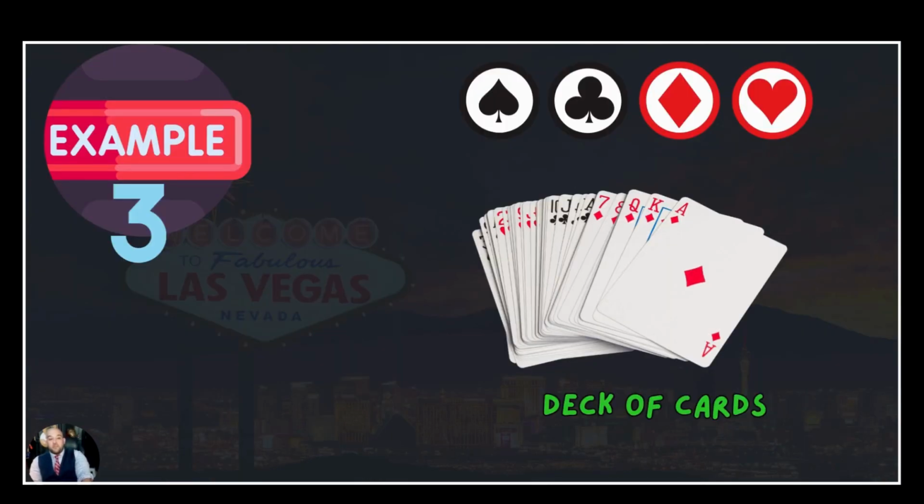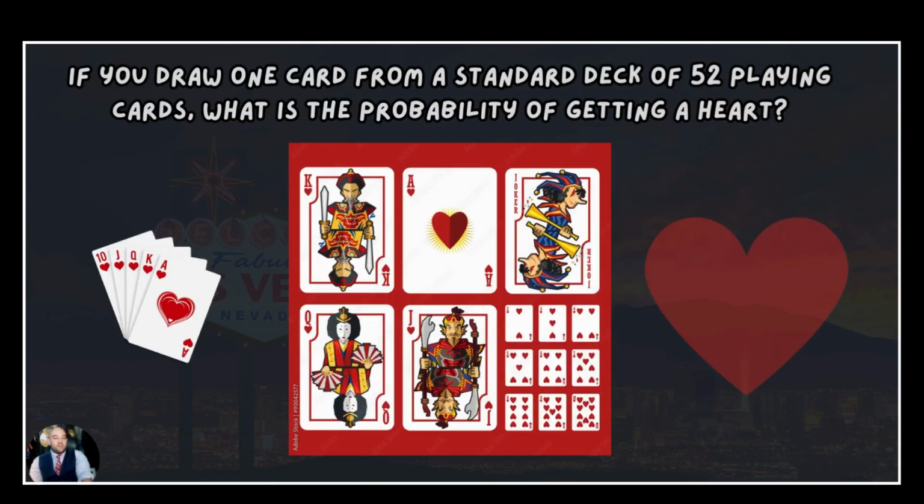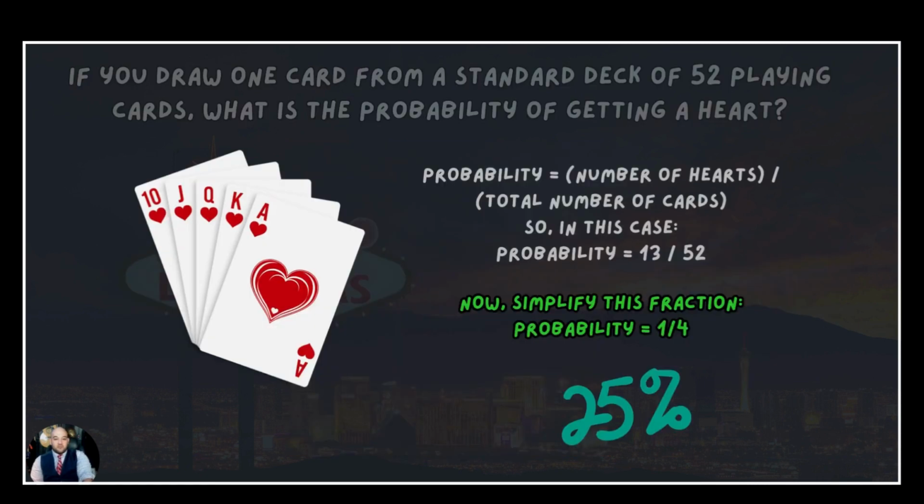On example 3, you have a deck of cards, right? If you draw one card from a standard deck of 52 playing cards, what's the probability of getting a heart? Well, the number of hearts is the number of favorable cards. So in this case, the probability would be 13 heart cards divided by 52 cards out of all. When you simplify that, you get about 25%.